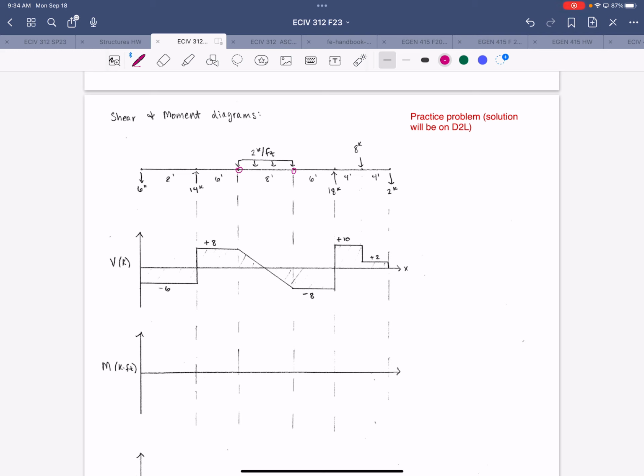And if you got the moment diagram down, go ahead and start drawing the elastic curve. And don't forget about the supports. You might need to look at the previous page to remember what they are and where they are.